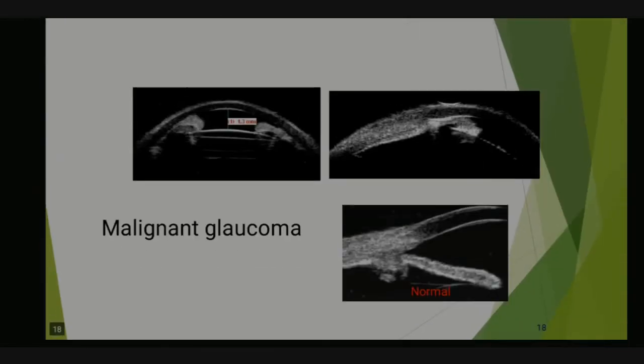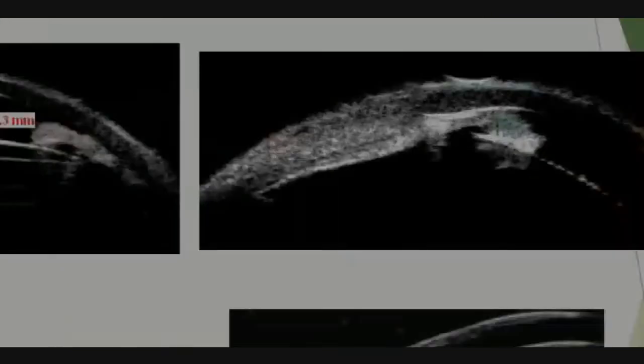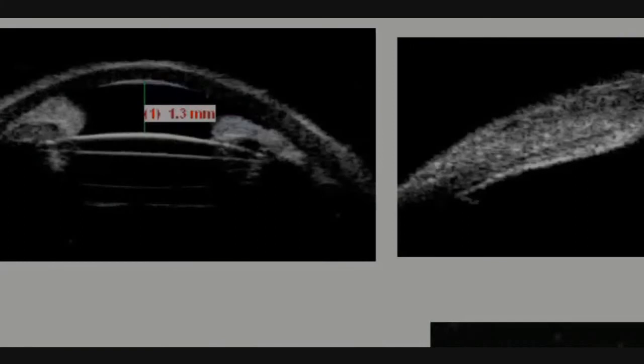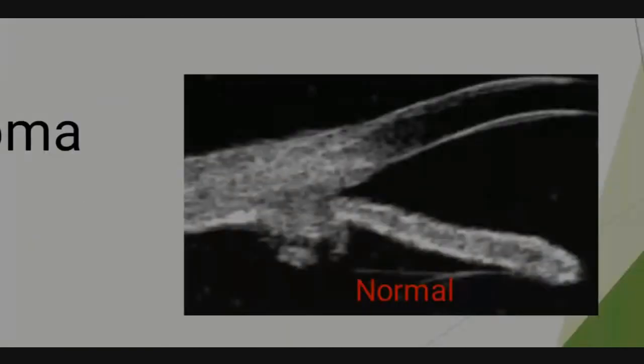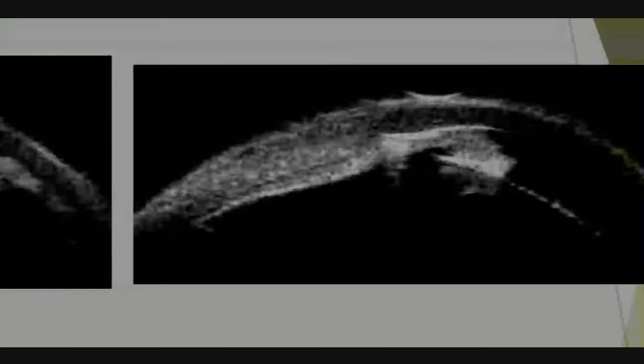This is about malignant glaucoma. What happens in malignant glaucoma is all the structures are anteriorly displaced, right? The iris, like we have peripheral anterior synechiae, and the ciliary body structures will not be proper. Here this is the normal image, and here you can see how it is. You can see the peripheral anterior synechiae. You can see the iris is attached to the cornea.